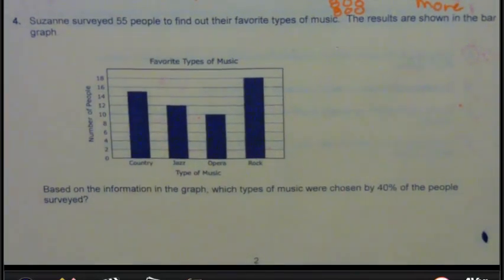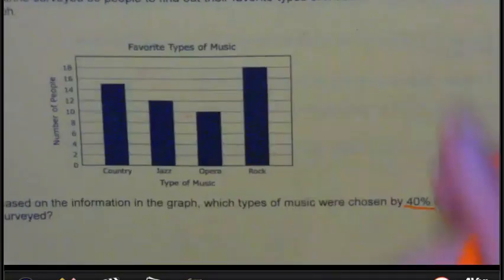Number 4, Suzanne surveyed 55 people to find out their favorite types of music. The results are shown in the bar graph. Based on the information of the graph, which types of music were chosen by 40% of the people surveyed? Okay, so we need to do a couple of things first.